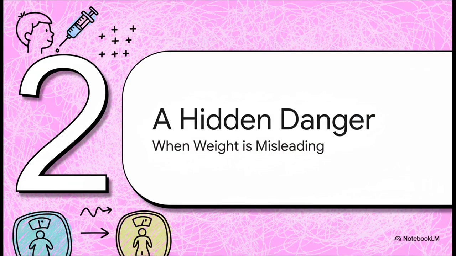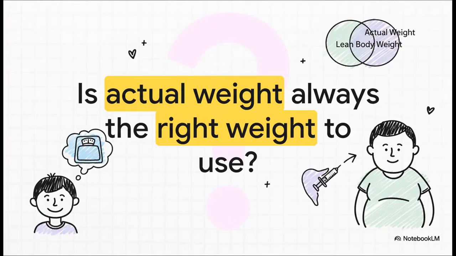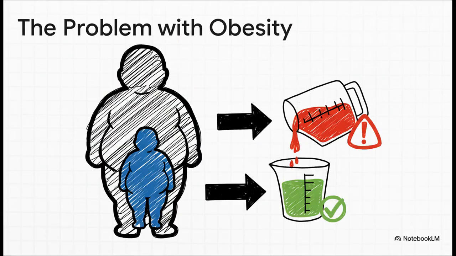Well, this is where things can get a little more complicated. Because in the real world, that simple little formula can sometimes hide a pretty serious danger, especially when a child's weight might not be telling you the whole story. And this leads us to a really critical question, one that every single clinician has to ask. Is the child's actual body weight always the right number to be plugging into our formula? And as you've probably guessed, the answer is a big no.